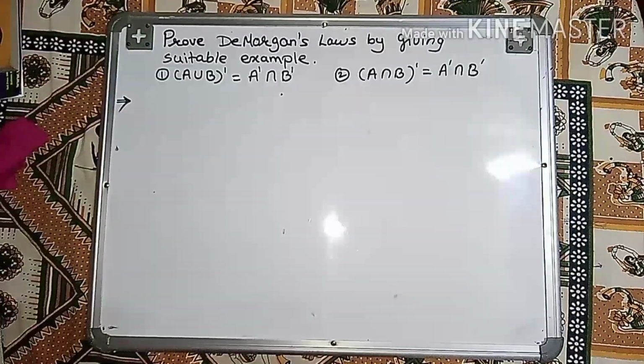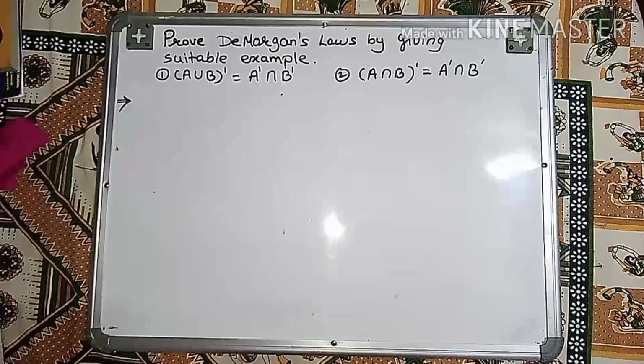Now next example. Prove De Morgan's law by giving a suitable example. Now what are De Morgan's laws? (A union B) dash is equal to A dash intersection B dash, means complement of A union B is equal to complement of A intersection complement of B. And the next law is (A intersection B) dash, means complement of A intersection B is equal to complement of A union complement of B. Now first we will prove the first law.